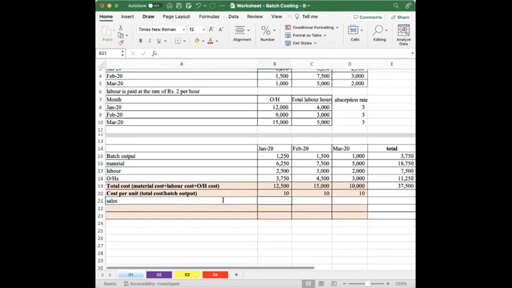So let's find out the value of total sales. That means 15 times the number of units in the batch, right? January, 1250. Then again, 15 times for February, 1500. That will be 22,500. March, 15 times 1000, right? March, they only produced 1000 units.